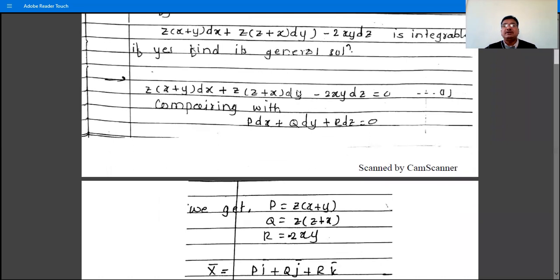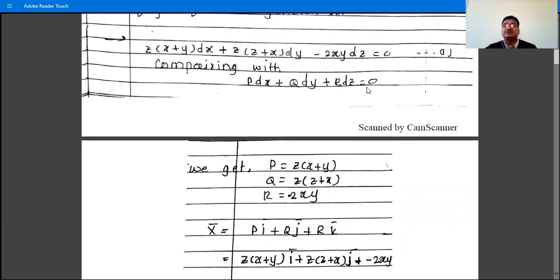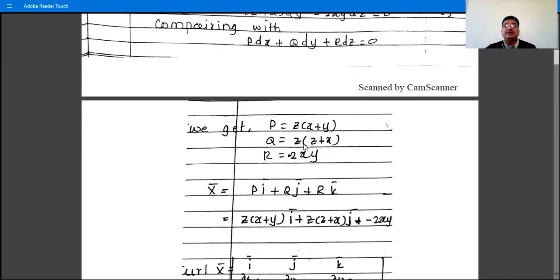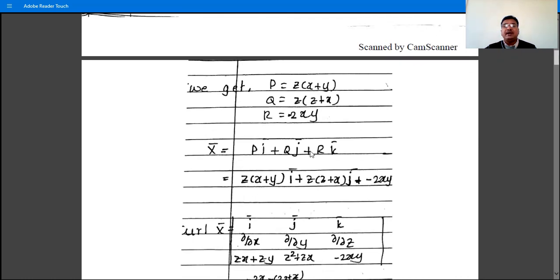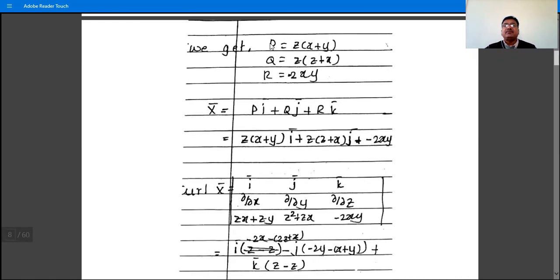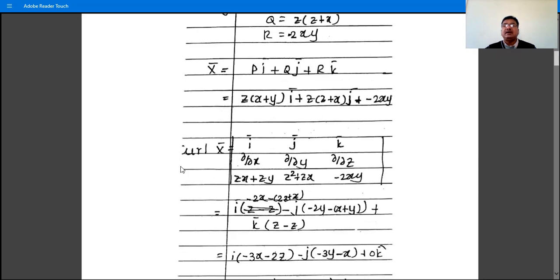So the given differential equation is of the form P dx + Q dy + R dz = 0. Comparing with this standard format of Pfaffian differential equation, we get P is this, Q is this, and R is this. And then X bar is what? Pi + Qj + Rk, that is, X bar = z(x + y)i + z(z + x)j − 2xyk.